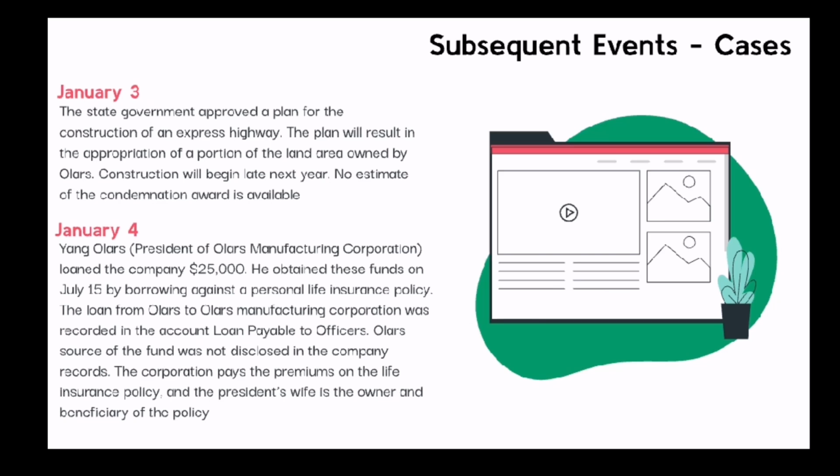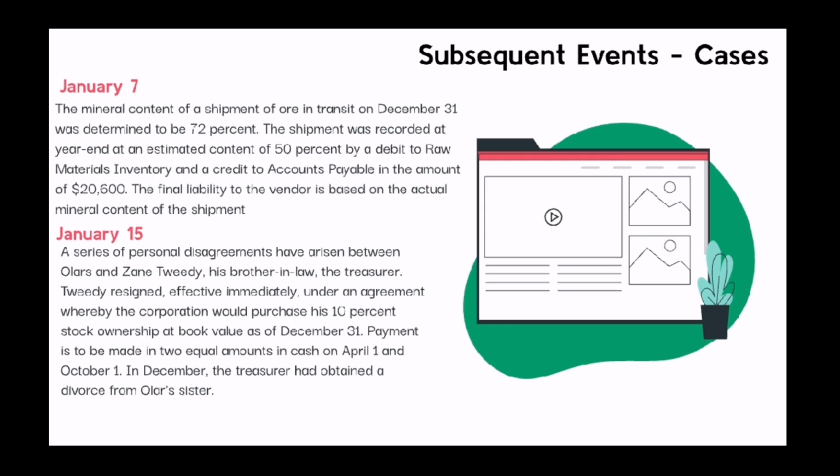On January 7, the mineral content of a shipment of ore in transit on December 31 was determined to be 72%. The shipment was recorded at year-end at an estimated content of 50% by a debit to raw materials inventory and a credit to accounts payable in the amount of $20,600. The final liability to the vendor is based on the actual mineral content of the shipment.